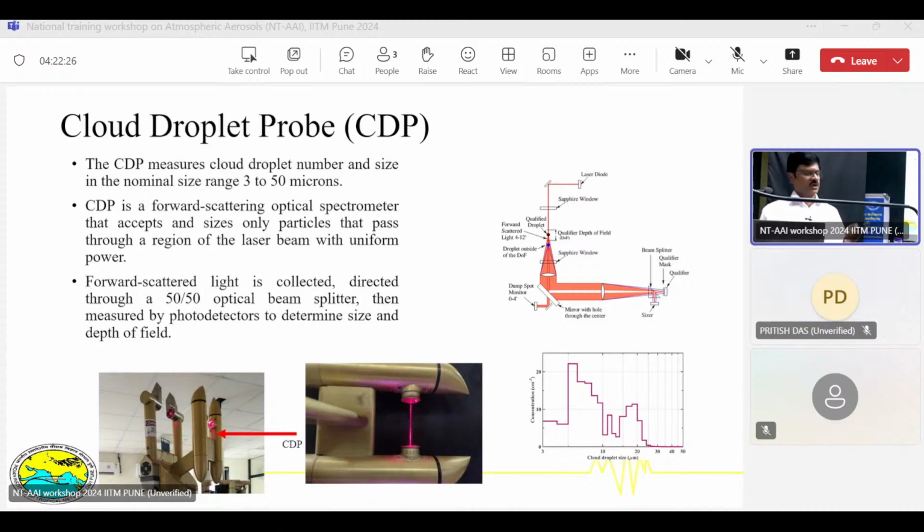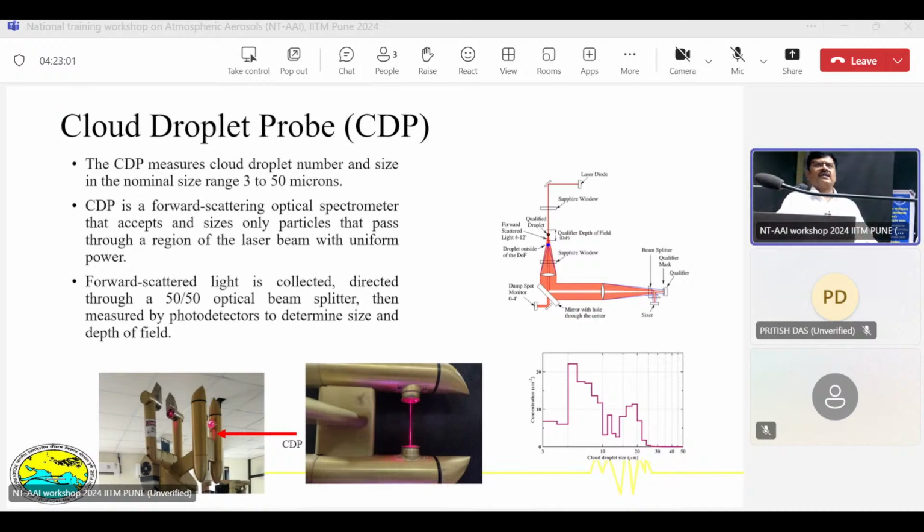So in these probes, you see that the beam is going from here. On the other side, you have a detector. The beam is focused onto the detector. In between, if the cloud droplets are going through, based on scattered intensity you can size them and then put them in different bins. Then if you integrate, you will get the total number concentration. So this is the principle, forward scattered light.